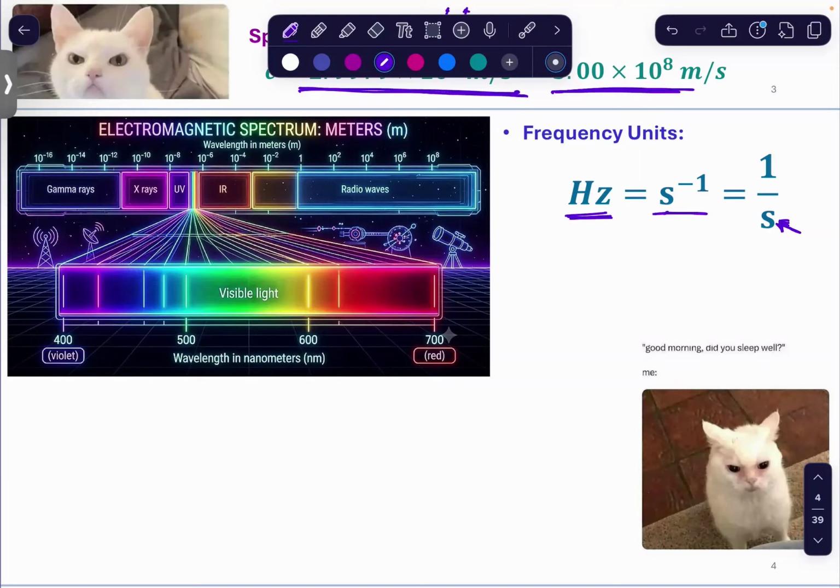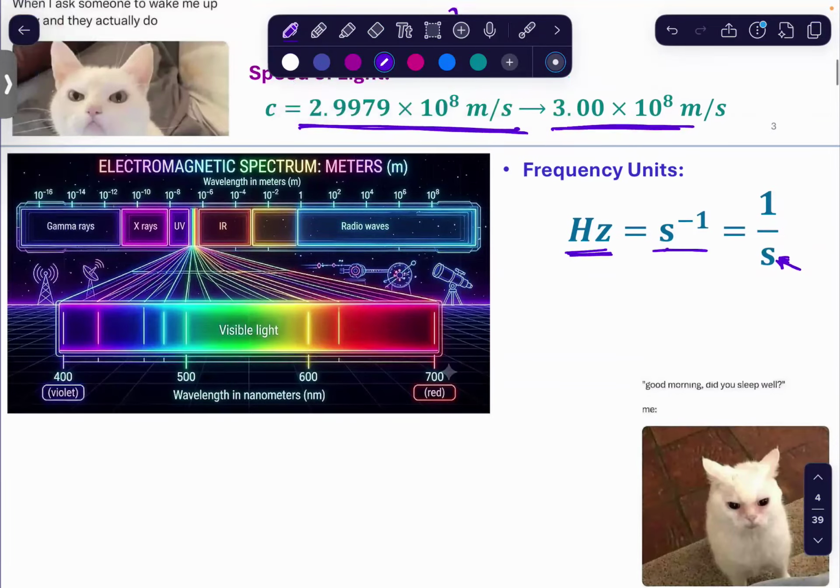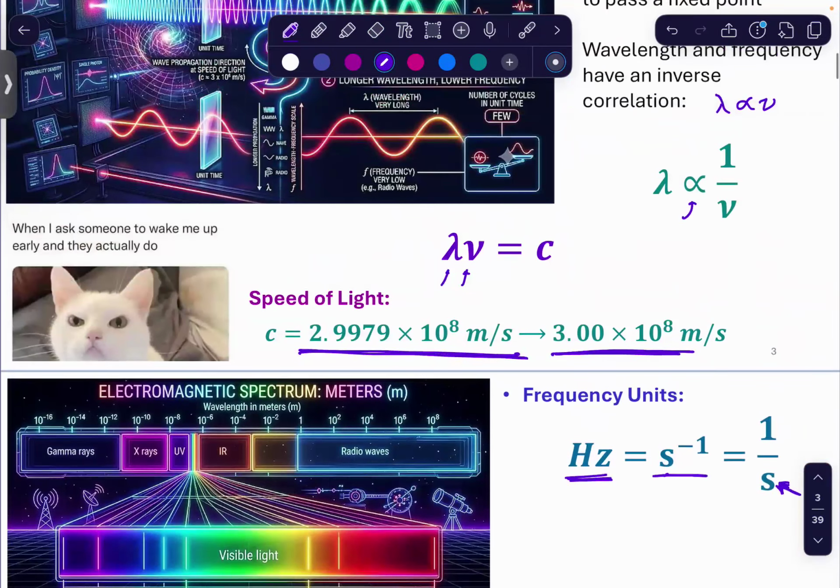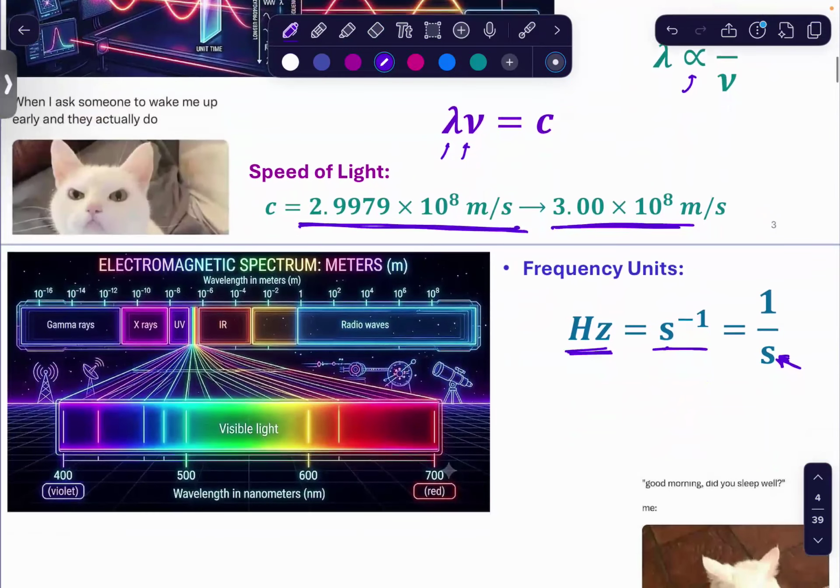And you're used to this already because you've been using Avogadro's number, where Avogadro's number has units of inverse moles. So hertz is going to be very similar to this, at least in formatting. Okay, so how did they come across that lambda times nu equals the speed of light, or some kind of velocity?